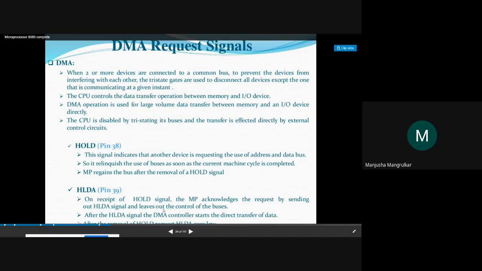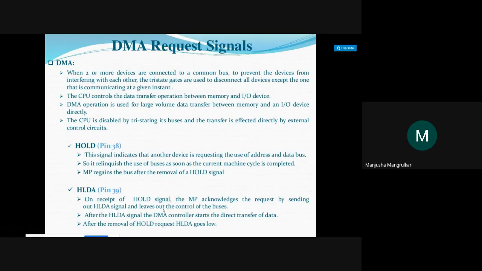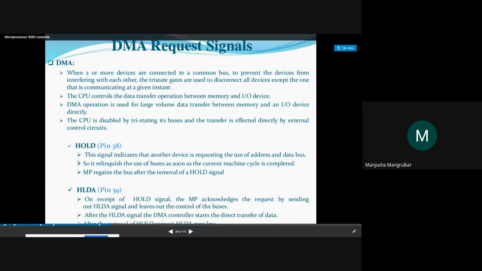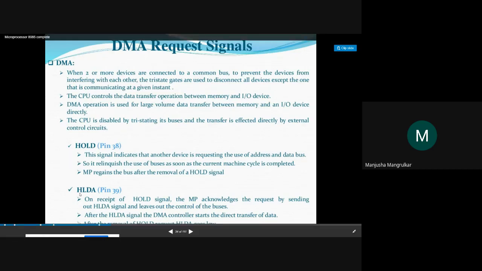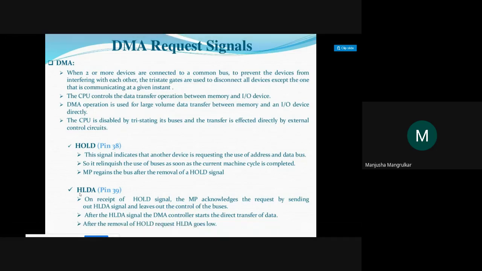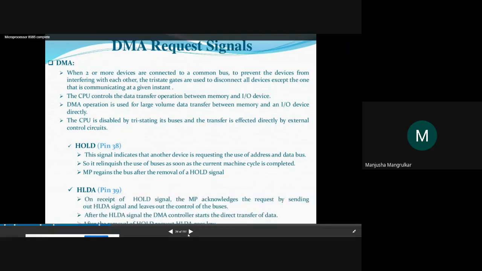So there are two signals for the DMA. DMA means direct memory access: HOLD and HOLD acknowledgement. HOLD means what? Now I am using your address and data lines to transfer the data from memory to input output devices. The microprocessor will accept the HOLD signal from the DMA, and now the microprocessor will release the HOLD acknowledgement signal to the DMA. When the DMA gets the HOLD acknowledgement, it will start working directly, transferring the data from memory to input output devices without involving the processor.